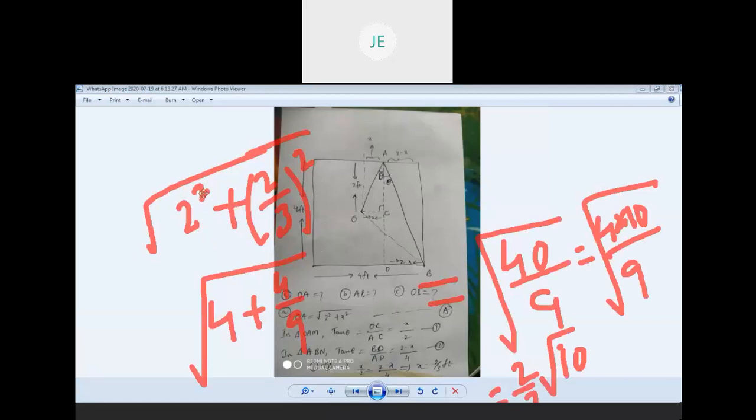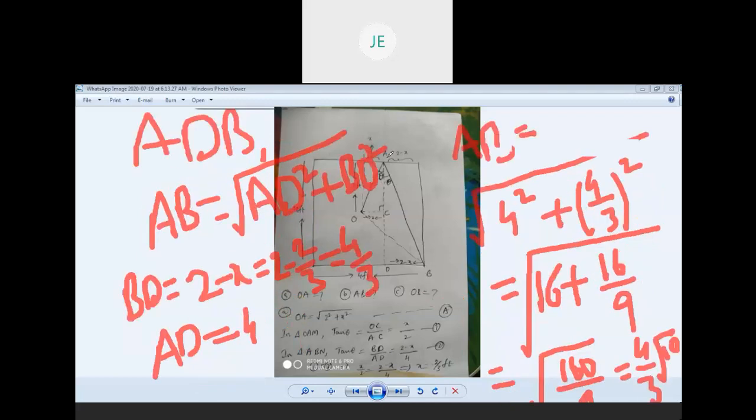Substituting, OA is the square root of 2 square plus 2 by 3 whole square, which is the square root of 4 plus 4 by 9, which simplifies to the square root of 40 by 9, which is the square root of 4 into 10 over 9. Root 4 by 9 is nothing but 2 by 3, and root 10 stays as it is. So 2 by 3 root 10 is the displacement of the queen to the front edge. That is OA.